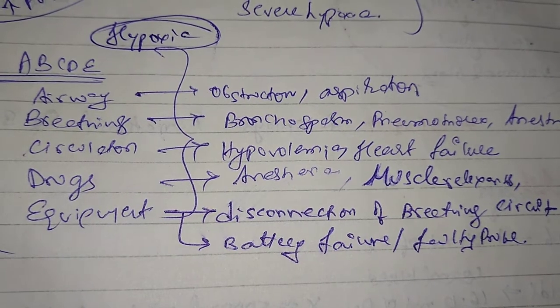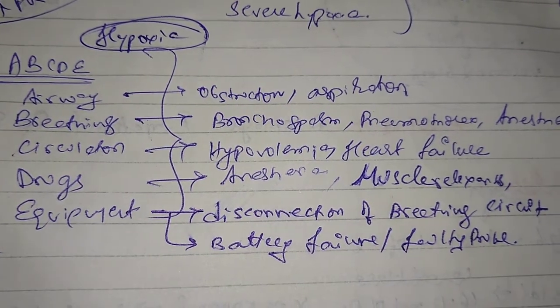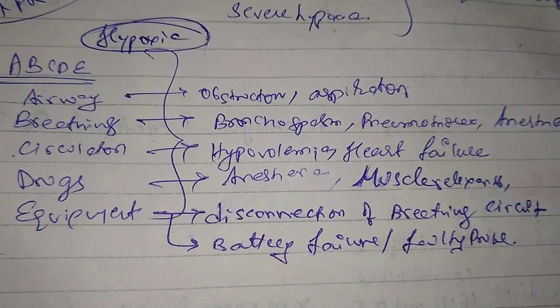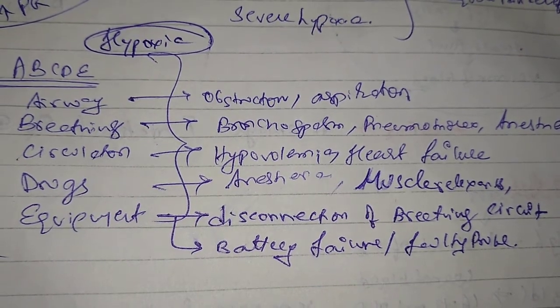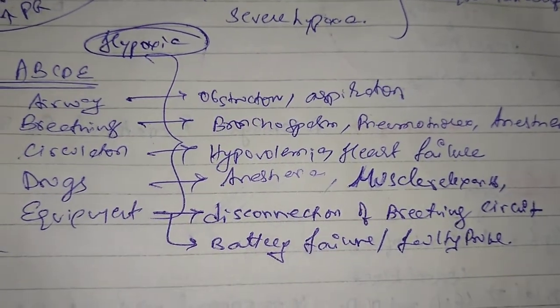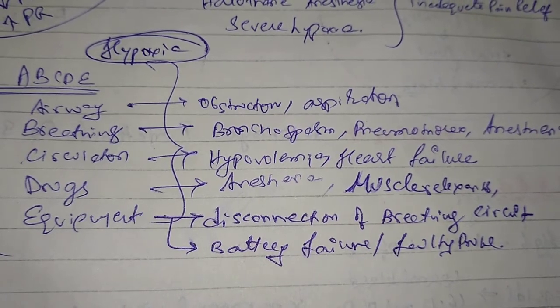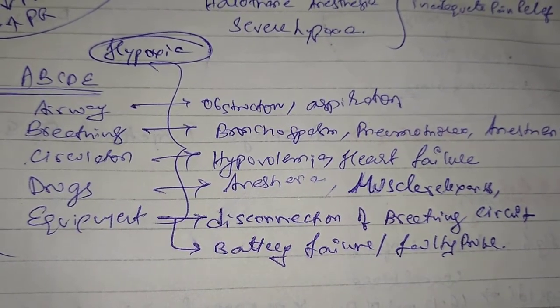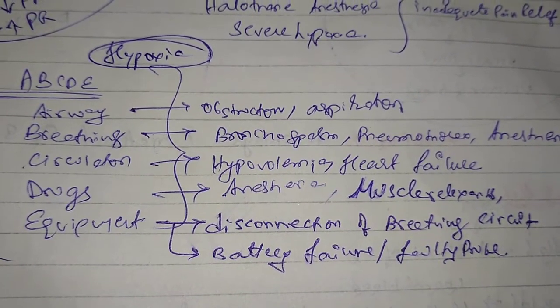And sometimes, apart from this, equipment problems like disconnection of the breathing circuit, battery failure, faulty probes, or sometimes the central oxygen supply may not be there, so we have to go for an oxygen cylinder. Even if that is not there, then we can go for the ambu bag method, etc.